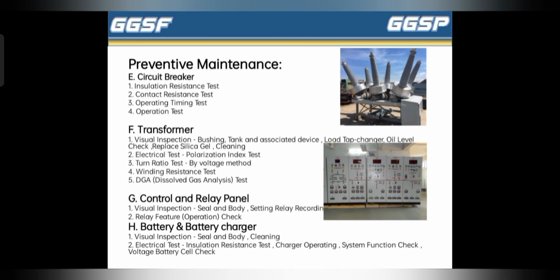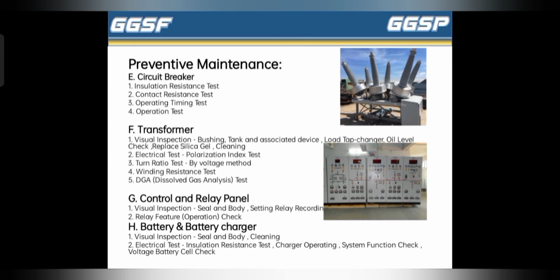Preventive maintenance, circuit breaker. First, insulation resistance test. Second, contact resistance test. Third, operating timing test. Fourth, operation test. Transformer. Visual inspection: bushing, tank and associated devices, load tap changer, oil level check, replace silica gel and cleaning. Electrical test: polarization index test. Third, turn ratio test by voltage method. Fourth, winding resistance test. Fifth, DGA, dissolved gas analysis test.